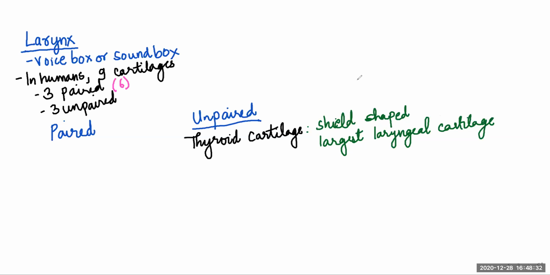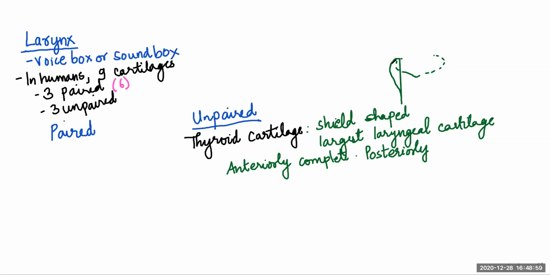Now thyroid cartilage anteriorly it is complete. Yes, but dorsally or posteriorly it is incomplete. It does not form a ring, it is like a C shape. Okay. So a thyroid cartilage would be something like this. Yeah, it would be C shaped.